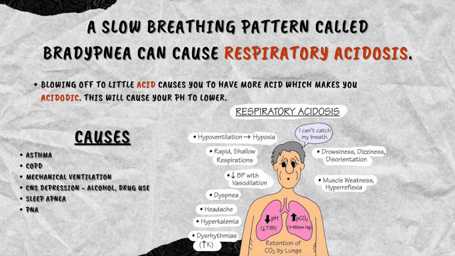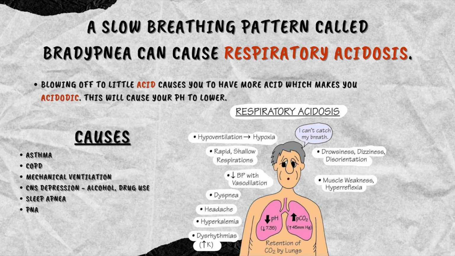So if we look at the other side, a slow breathing pattern we call bradypnea. This is going to cause what? Respiratory acidosis. So blowing off too little acid because we're breathing too slow. So this is going to say our pH is going to be lower because of where we are on the scale. We're going to drop below 7.35. So now we're going to be in an acidotic state. So this would be respiratory acidosis.